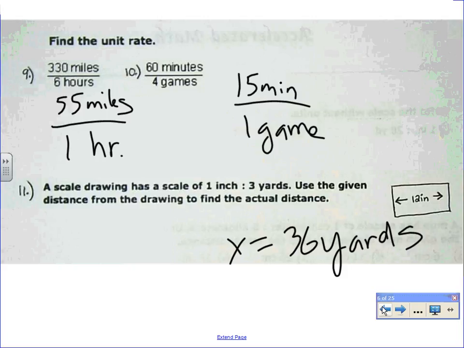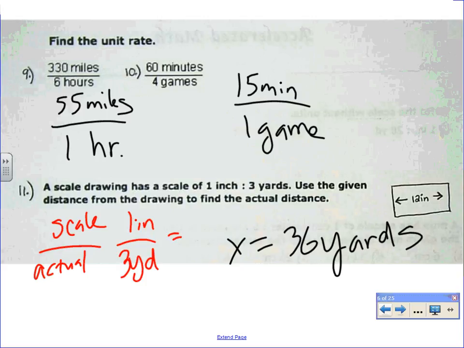Okay, number 11, we have scale over actual. They tell us that a scale drawing has a scale, which is 1 inch is equivalent to 3 yards. We need to use the given distance from the drawing to find the actual distance. So this is my nice drawing. It tells us, I'm being sarcastic, this is 12 inches. Or a rectangle, right? And then you need to find, based on the drawing, what is the actual.